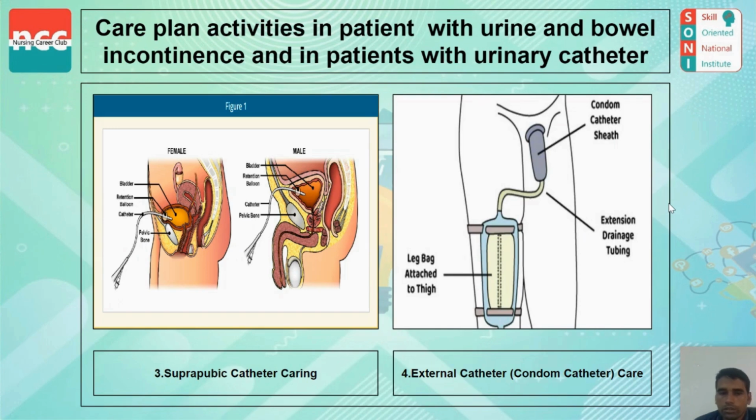Now we will talk about suprapubic catheter caring. It is related to the bladder. If we do this, then our bladder should be empty and we should use urine catheters at this point of time. Now we will talk about external catheter, condom catheter care. So we should also use this external catheter to prevent our body from various diseases and infections.